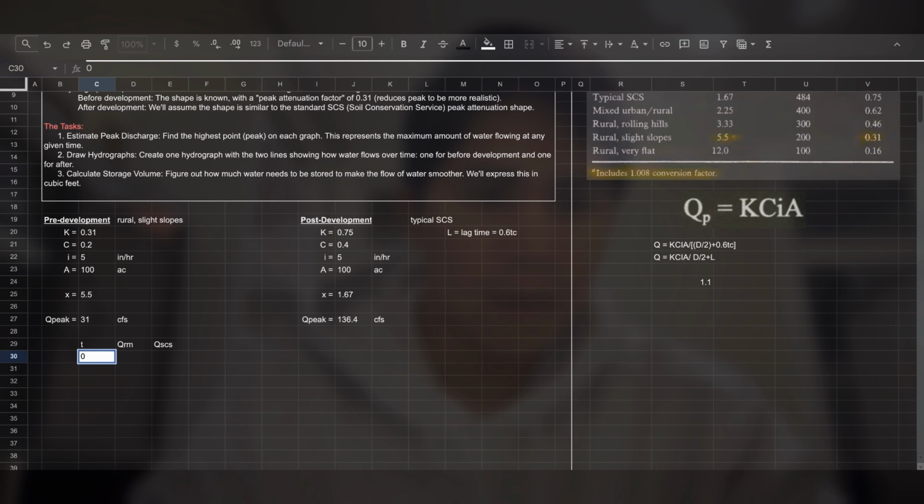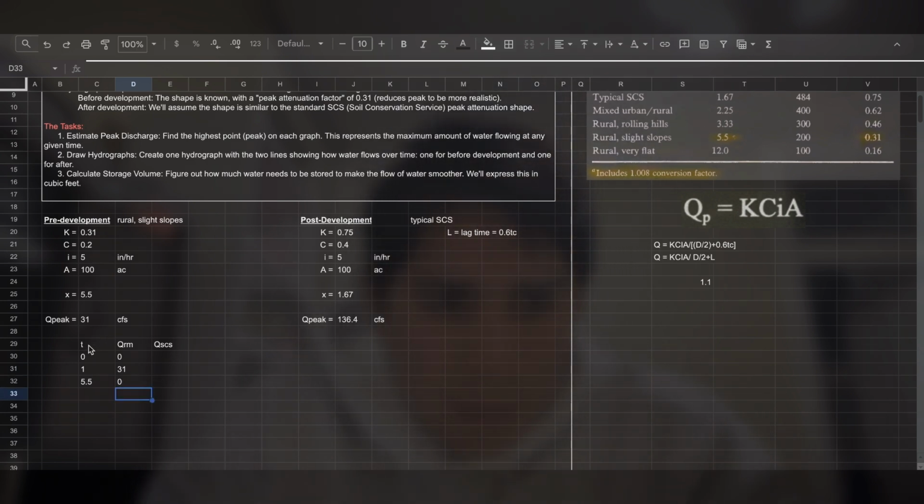And Q with the rational method, we got 0. We know the peak is going to be reached at 1, and then the falling limb is going to go how long it took to get to the peak, which is 1 hour, times 5.5, which is our falling limb factor. So in our case, it's going to end up being 5.5. So at time 0, we got 0 flow. At 1, we got 31. And at 5.5, we got 0.